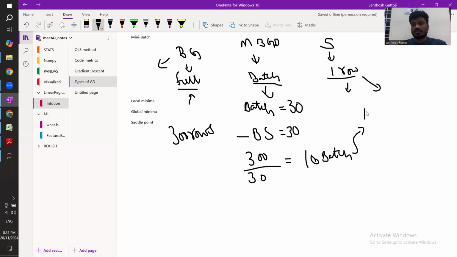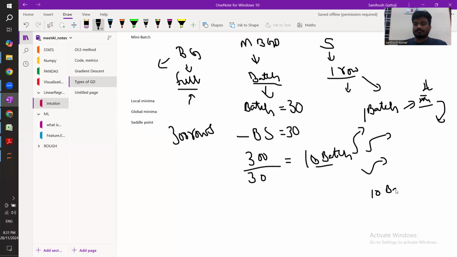In one batch, you have 30 rows. Take these 30 rows, calculate the loss, dou L by dou M, update. Next, take another batch, update, another batch, update. Like that, 10 batches will complete. Once you complete these 10 batches, that will be one epoch. An epoch is when you complete passing all the data set. But how you are passing is your wish.